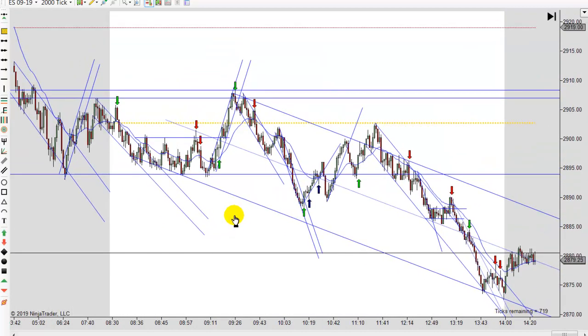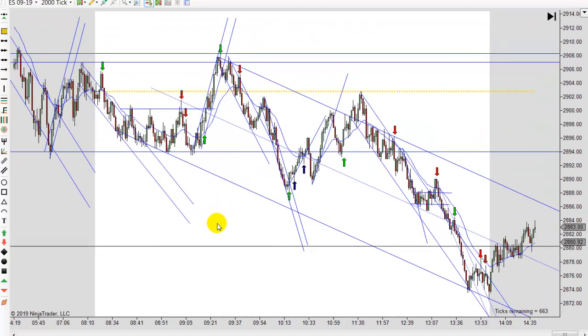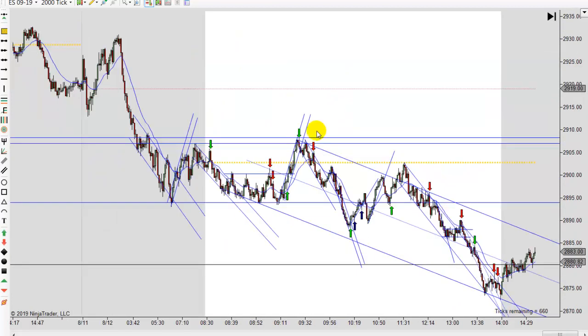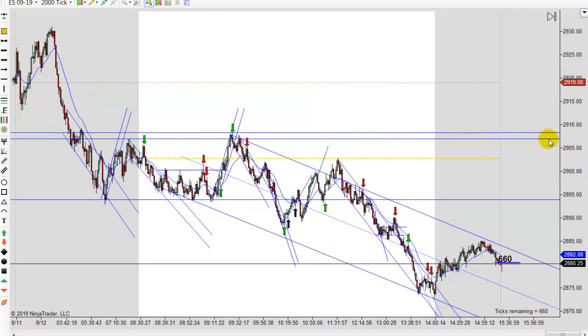Yeah, not much else we can say about today. Just kind of another day where the market went a little lower. We're right around that 2,900. We're still hovering around 2,900 at this point.